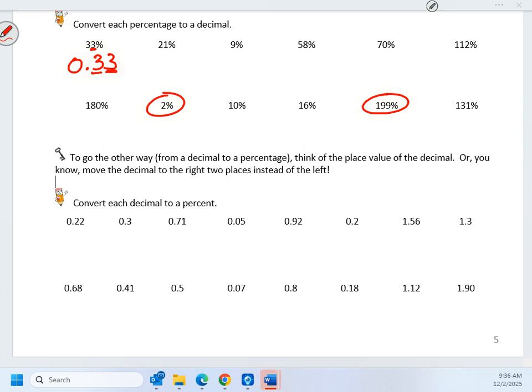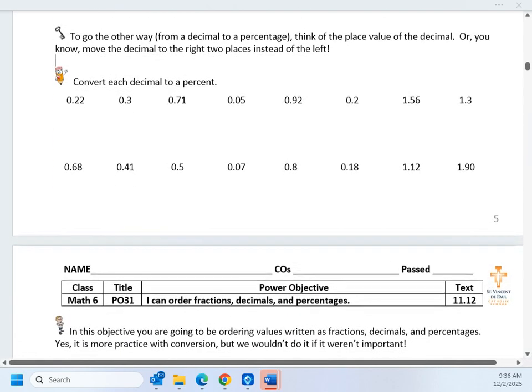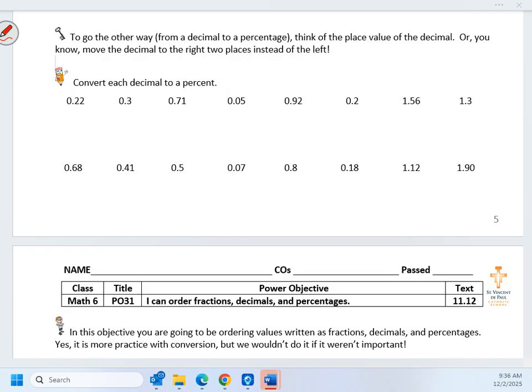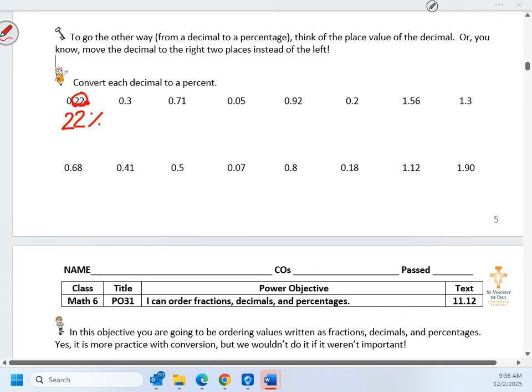So now we're going to go the other way. We're going to reverse it. And we're going to have a decimal that we need to turn into a percent. So we're going to move that decimal point 2 places to the left. Oh, sorry, 2 places to the right. Said it wrong. So, if we look at 0.22, we move that decimal point 2 places over, and we see a 22. So that becomes 22%.